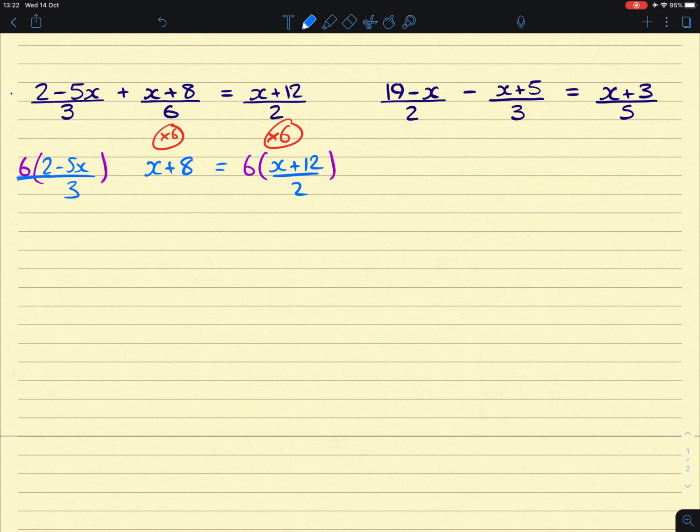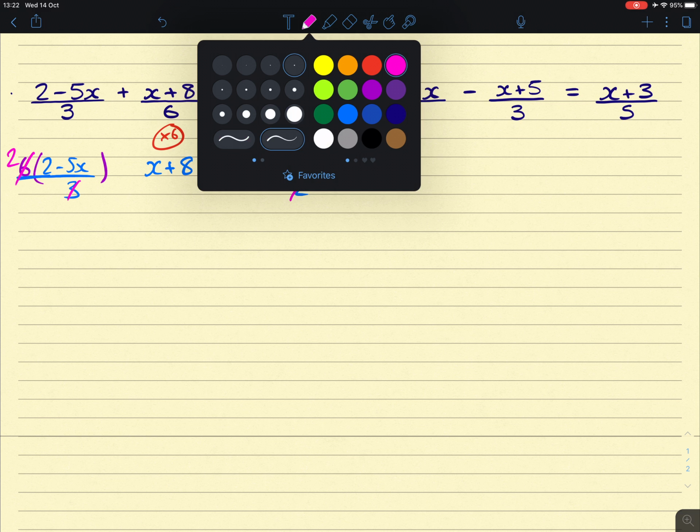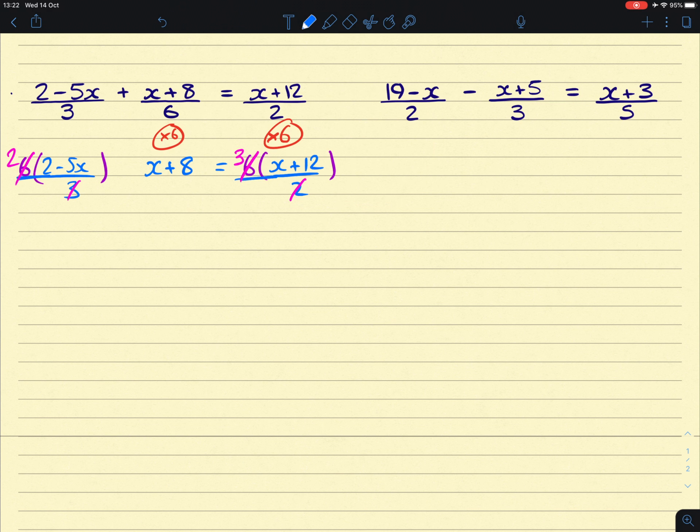Extending the fraction, because we're about to multiply by 6, so it's basically a part of the numerator. We end up with a 6 over 3, which is going to become a 2. And we'll end up with a 6 over 2, which becomes a 3. So our next line, I'll rewrite this out: 2 multiplied by 2 minus 5x, we have a plus x plus 8. And on the right-hand side, we're going to have a 3 multiplied by x plus 12.